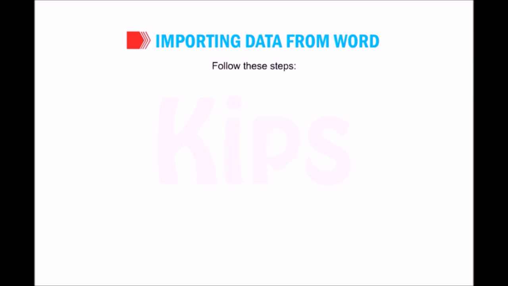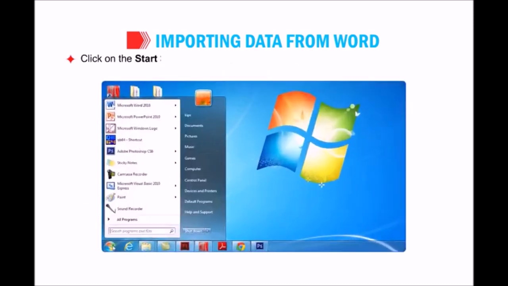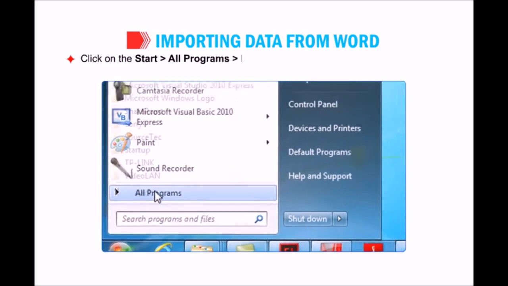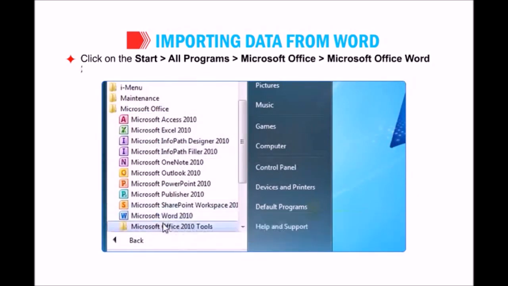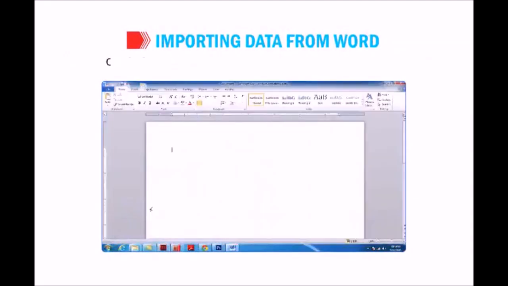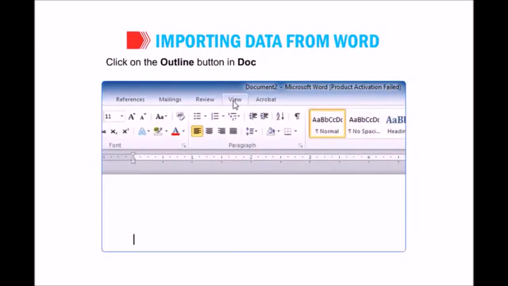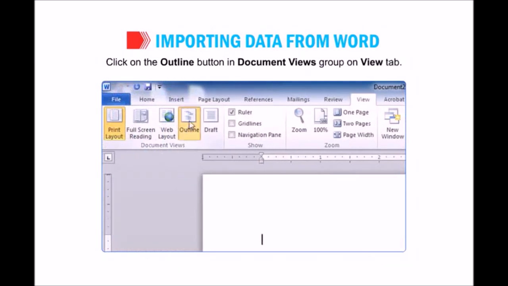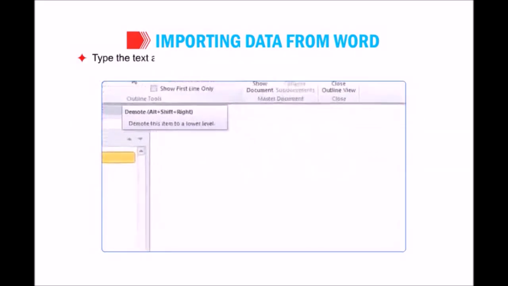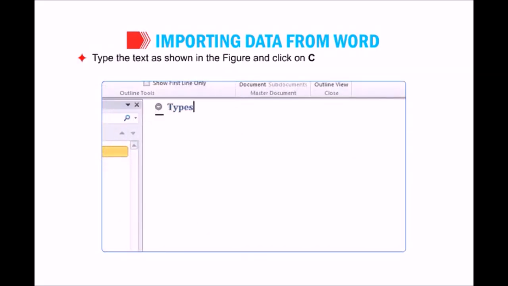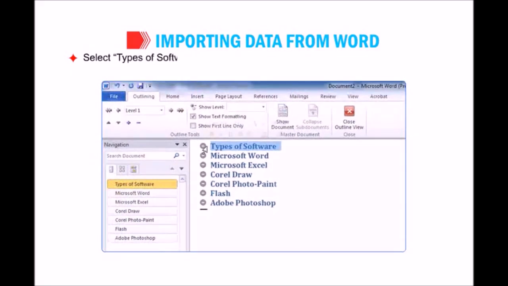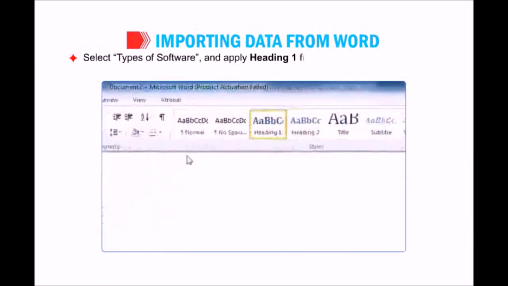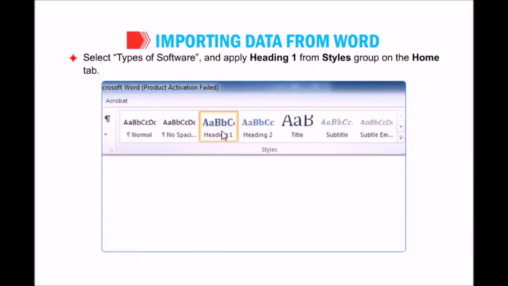Follow these steps. Click on Start, then go to All Programs, then Microsoft Office, then Microsoft Word 2010. Click on the Outline button in the Document Views group on the View tab. Type the text as shown in the figure and click on the Close Outline View button to return to the Print Layout view. Select Types of Software and apply Heading 1 from the Styles group on the Home tab.